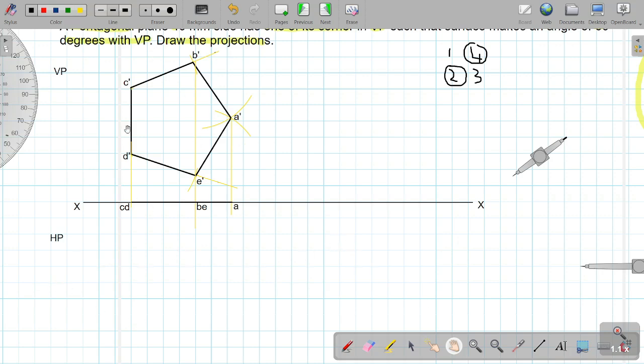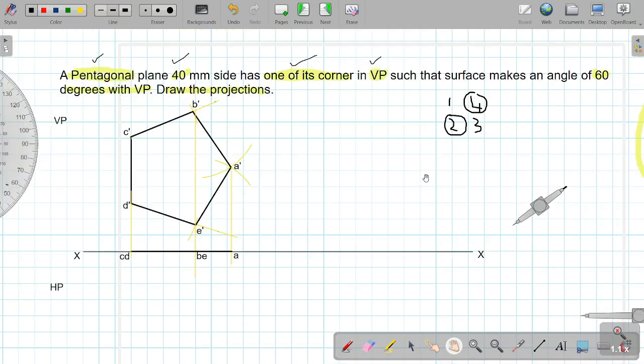So for HP we need the condition of VP, that is 60 degrees to VP. And one more important thing is that one of its corners, meaning A, should be on the XY line. It should not move here and there. So first of all I will mark that point only as point A. Let us say this is point A.